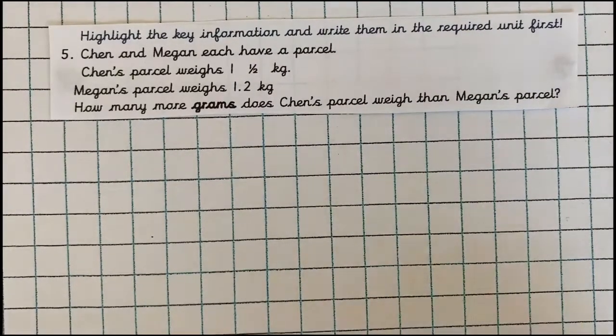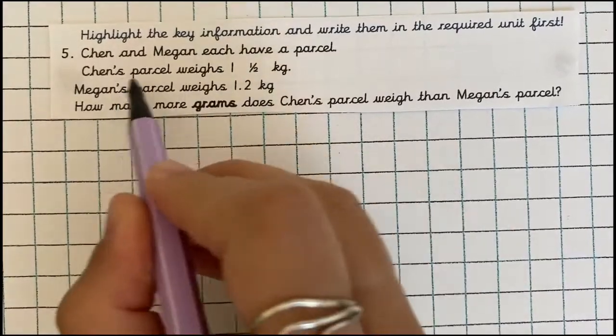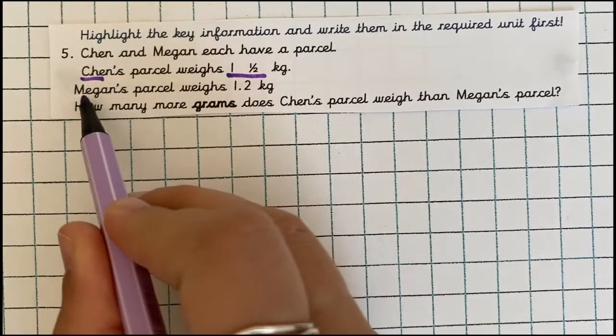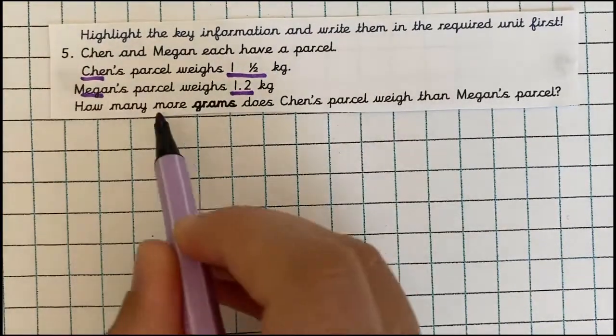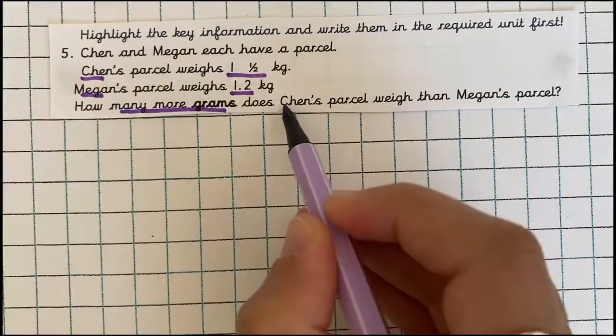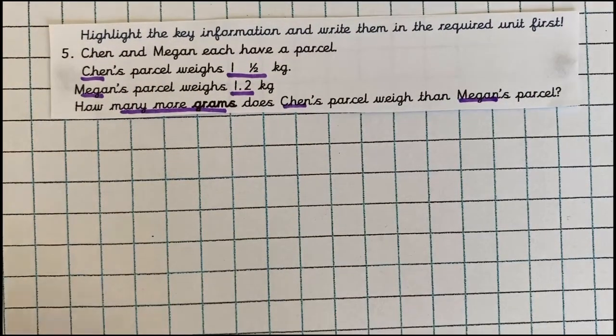Chen and Megan each have a parcel. Chen's parcel weighs 1.5 kilograms. Megan's parcel weighs 1.2 kilograms. How many more grams does Chen's parcel weigh than Megan's parcel?